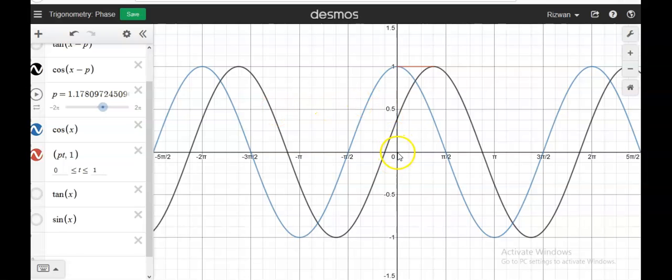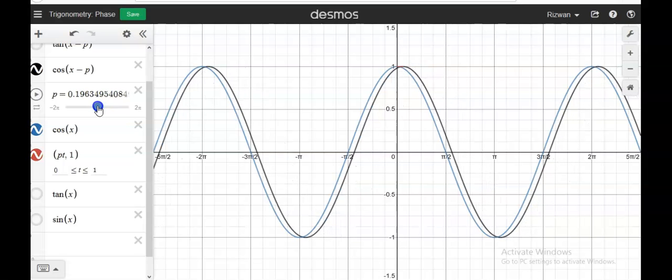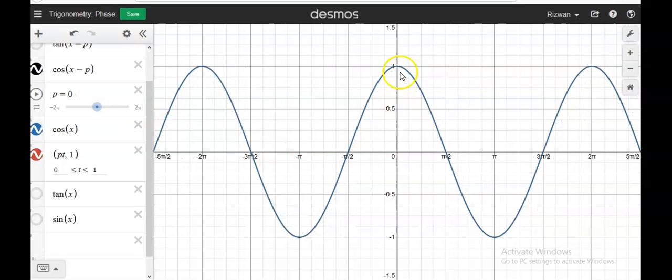Again we start from 0. From 0, the black graph will move, and when it reaches 2 pi, it will superimpose on the blue function, stating that at 2 pi the cos function will have the same value. So for a difference of plus or minus 2 pi, the cos function has the same value. That's why the periodicity of the cos function is 2 pi, plus or minus 2 pi.